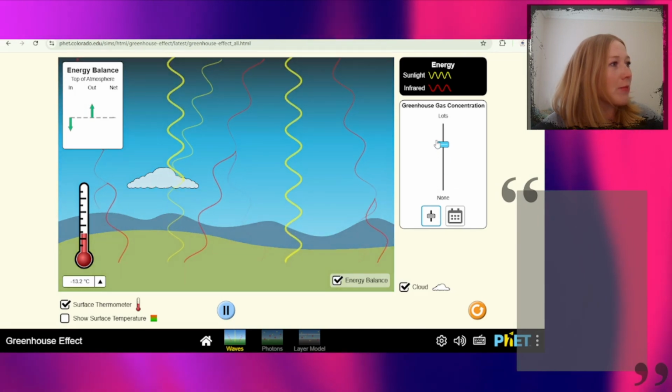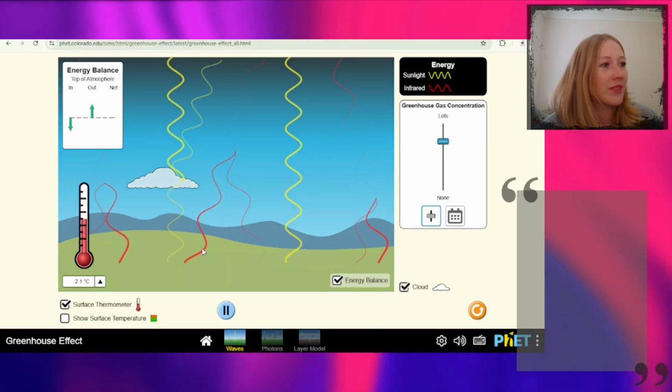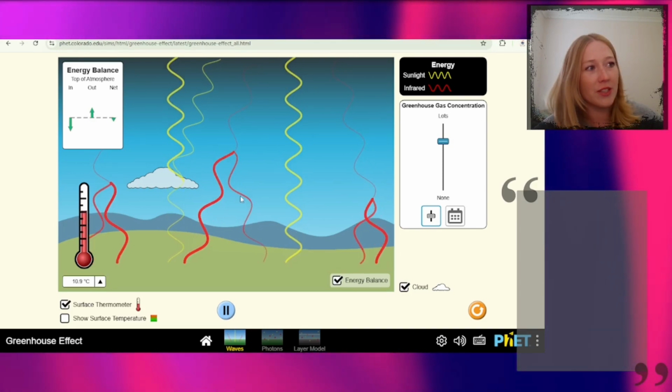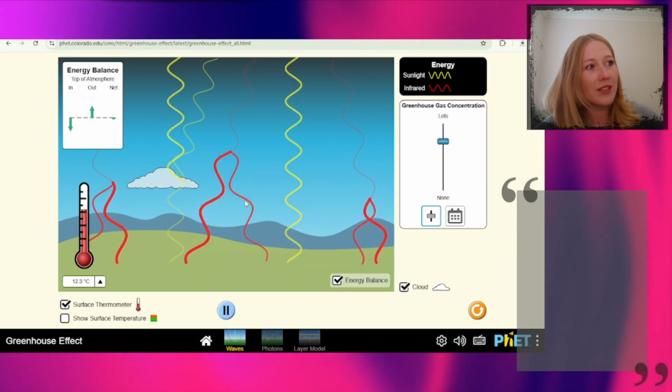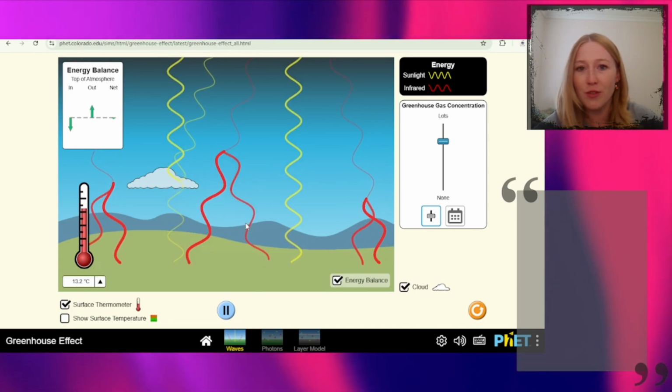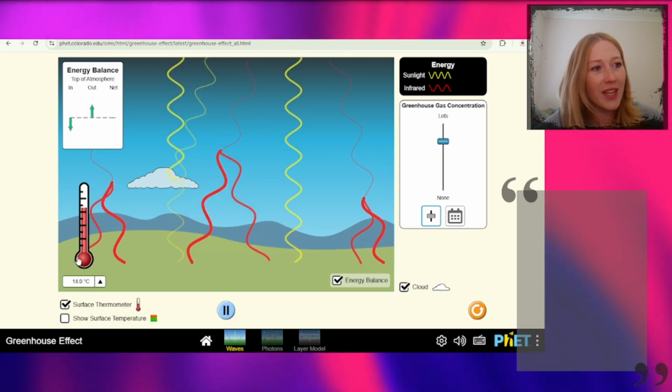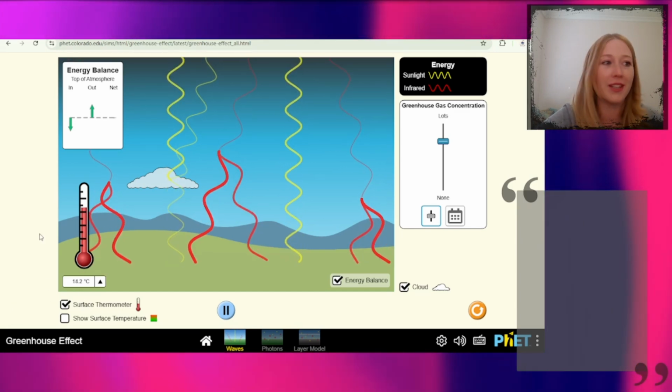And then as we bring that back up, suddenly the red is being trapped in the atmosphere. You can see more and more is staying here close to the surface of the earth, and very little is actually escaping. And now you can see the temperature going up again.